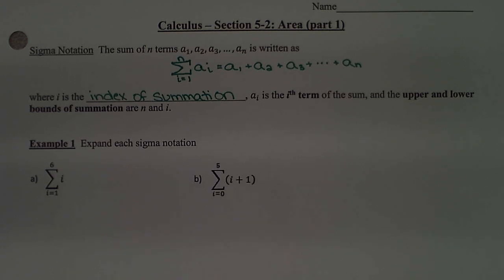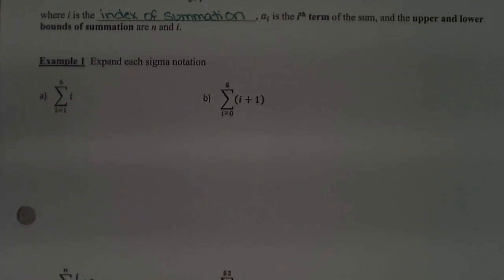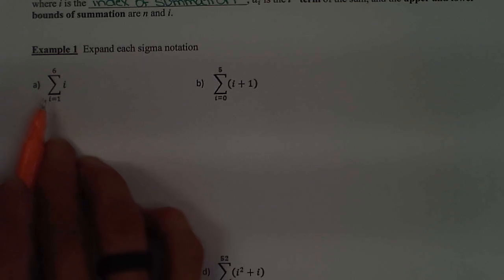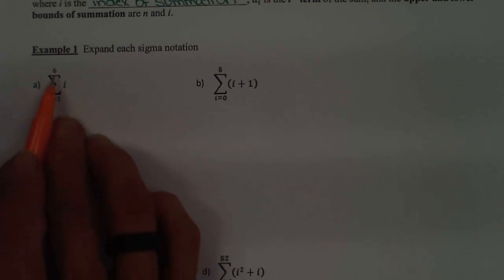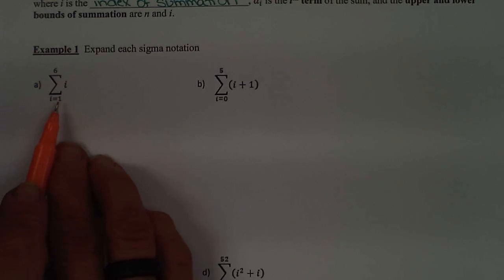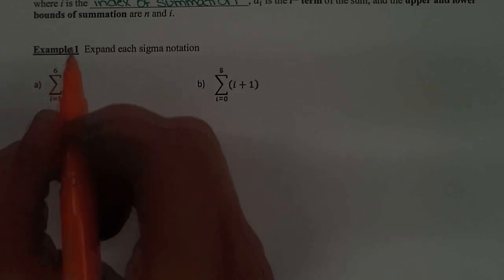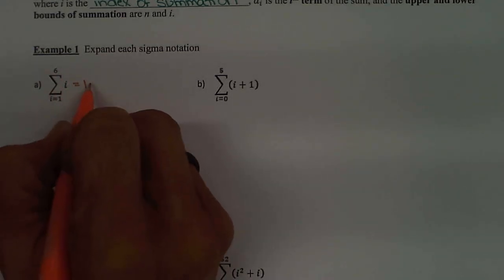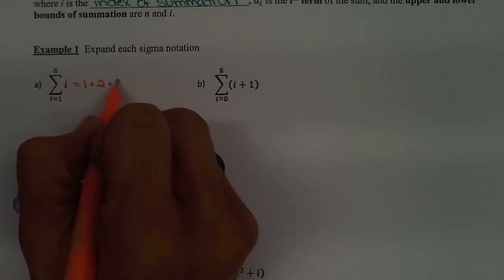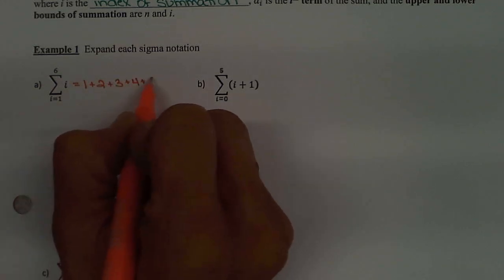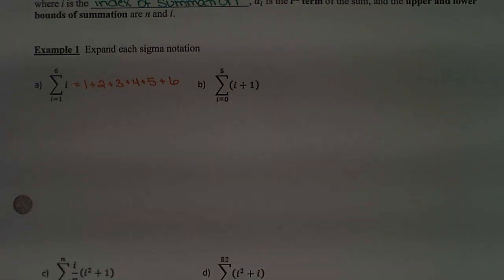So the first thing we're going to do is practice expanding these to see exactly what they mean before we go in and try to find any of these actual summations. For this first one, part A is the summation from i equals 1 to 6 of i. Basically all we are doing is plugging in the numbers 1, 2, 3, 4, 5, and 6 into i. So it would be 1, plus 2, plus 3, plus 4, plus 5, plus 6. We're not actually solving anything, we're just expanding it, so that problem's done.